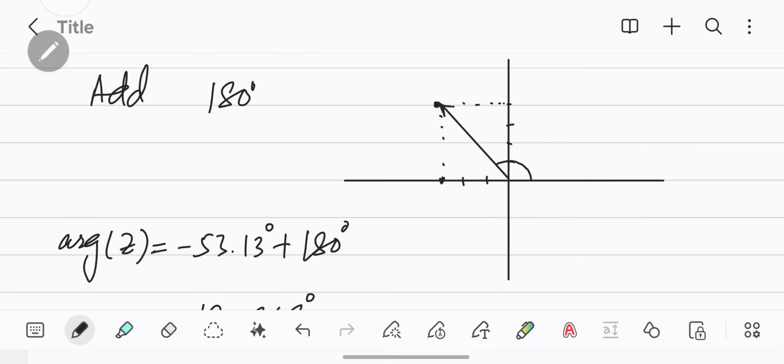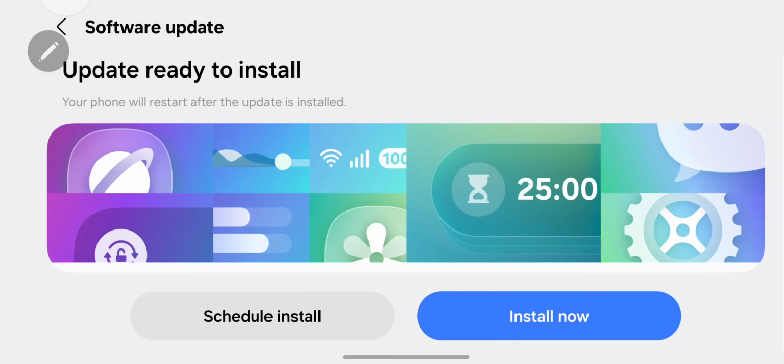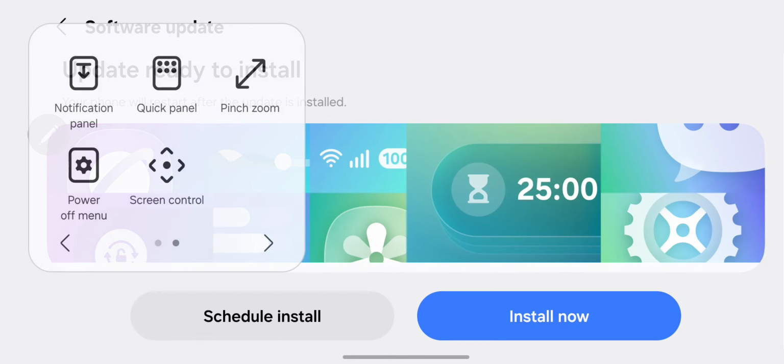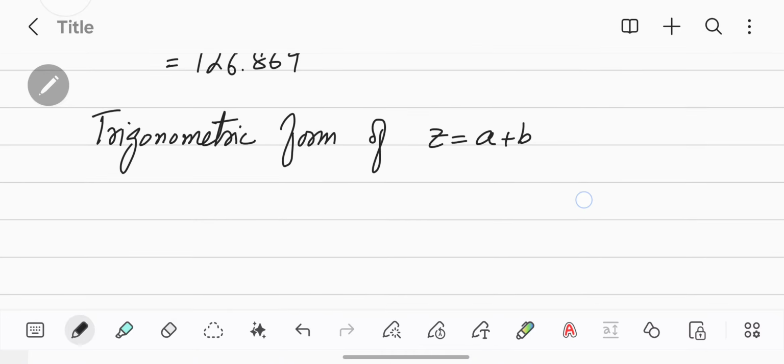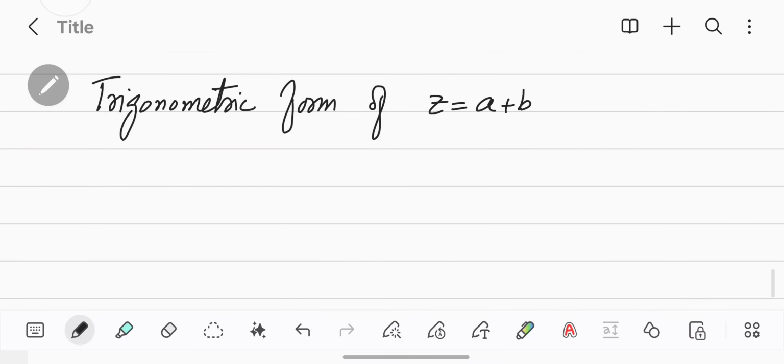Your argument always depends upon the quadrant where the point is lying. If you find the argument and on that argument your point is not found and your point is somewhere else, you have to add or subtract 180 degrees to get that point. Okay, so this is the way how we find the argument and the modulus of the complex number.